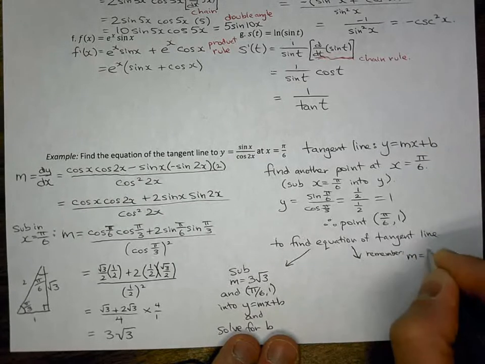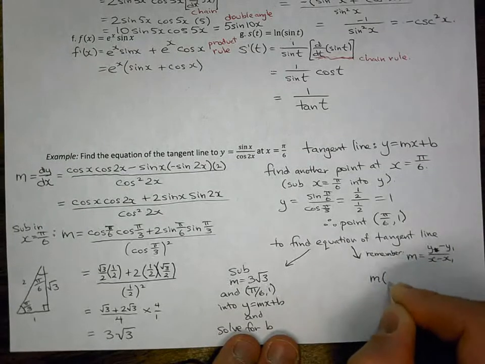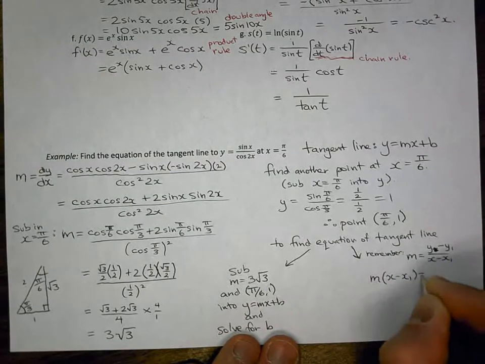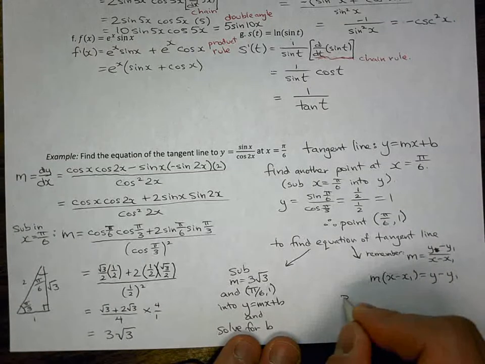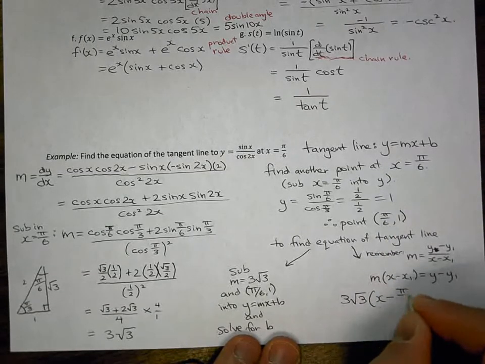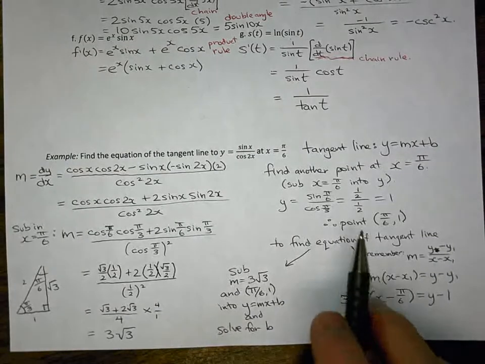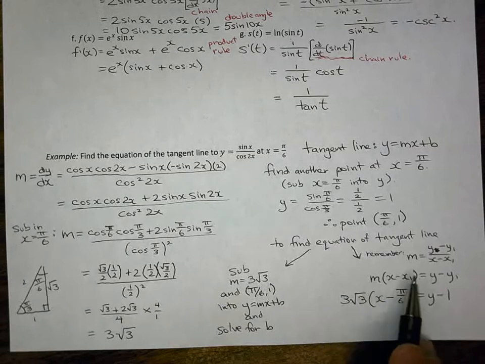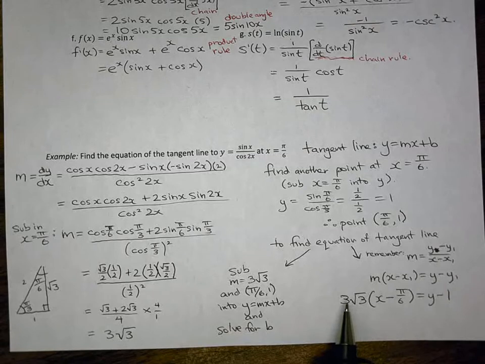m is equal to the slope formula, y minus y1 over x minus x1. If you cross multiply, you get m times x minus x1 is equal to y minus y1. Then you just sub in the values. So you get 3 root 3 times x minus the x value, which is pi by 6, equals y minus the y value, which is 1. So that's an easier way to find the equation of a tangent line, just by using the modified slope formula and just sub in the values, and you're done.